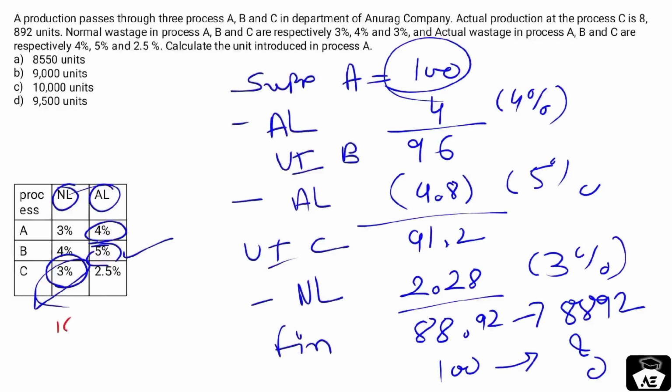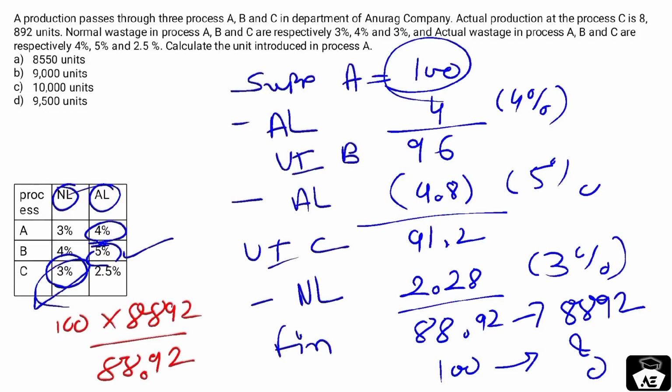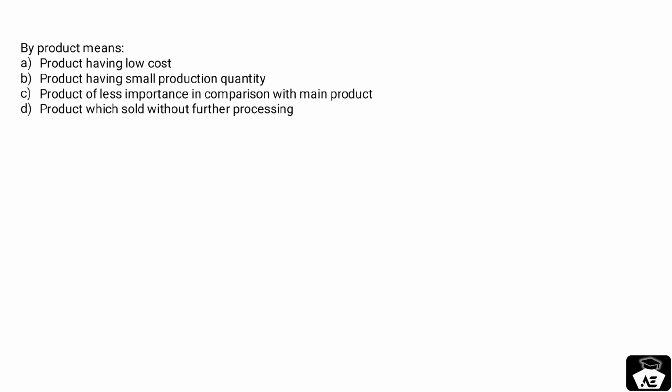On 100 multiply by 8,892 divide by 88.92. So you will get the answer 10,000 units. Moving to next question. Next question is byproduct means.